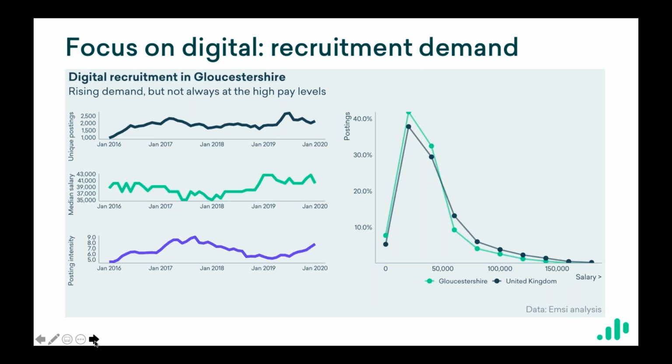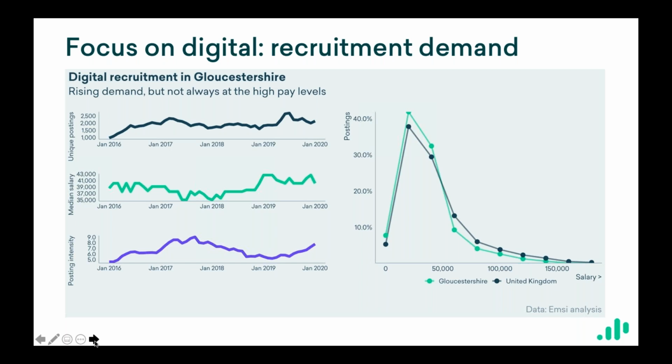So using our job postings data, we can look in a lot more detail at what's going on in recruitment terms. So the charts on the left look at the overall volumes, and this is across those 11 occupations that we were just looking at. And so you can see that typically there's about 2,000 unique job postings each month in Gloucestershire for these digital roles. And that's actually slightly increased over time.